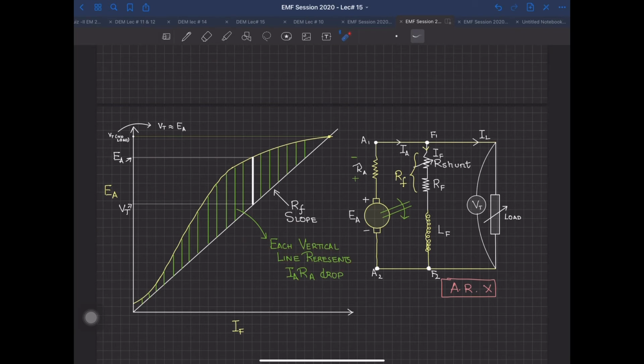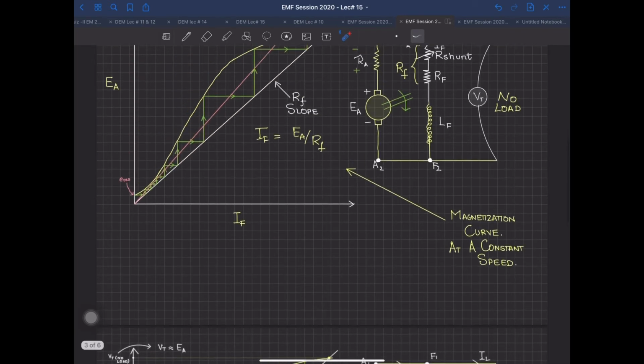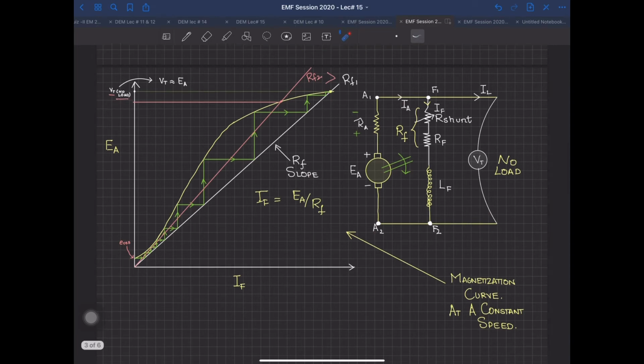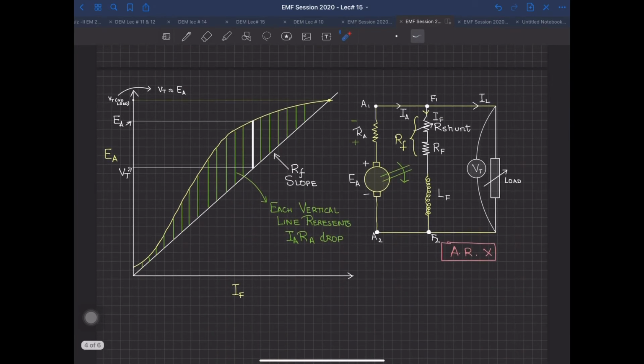So what you were seeing in the last slide, we had this magnetization curve, and using the magnetization curve and the RF slope, we found out how the generator actually started from the residual voltage up till the no load point. And now using the very same curve, we have got the no load voltage also, but now we have attached a load, and certainly there's a variable load shown by this arrowhead over there. So if you know your IA, based on that IA, you can convert IARA into some vertical length over there, and you can find out your EA and VT.